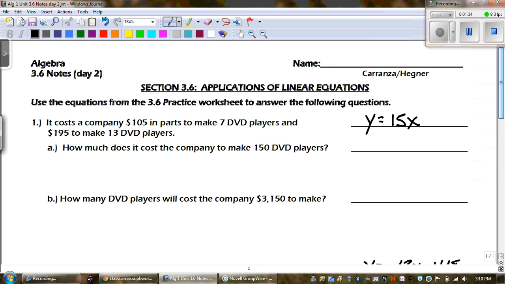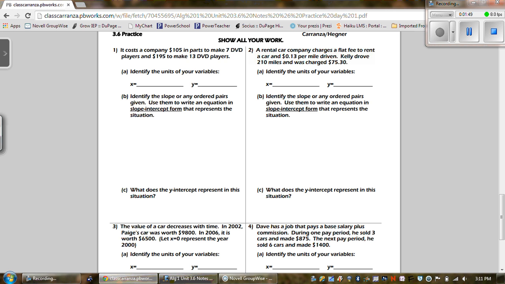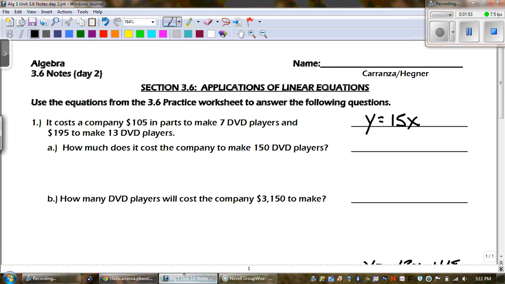So we're going to use those with what we do today. Okay? So let's look at number 1. It says it costs the company $105 in parts to make 7 DVD players and $195 to make 13 DVD players. And if you look, that's exactly what it said yesterday. So the key thing is we want to know what is X and what is Y.